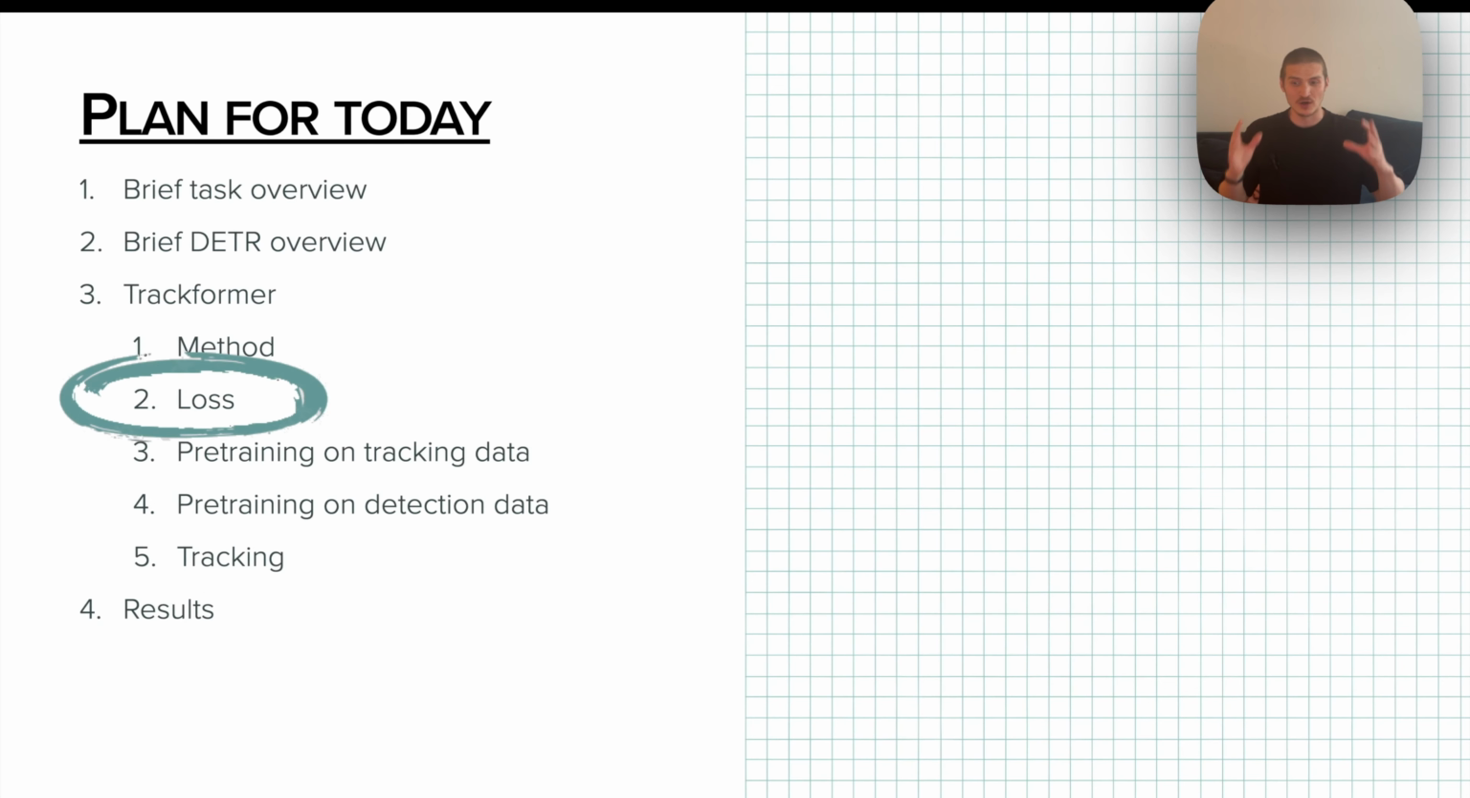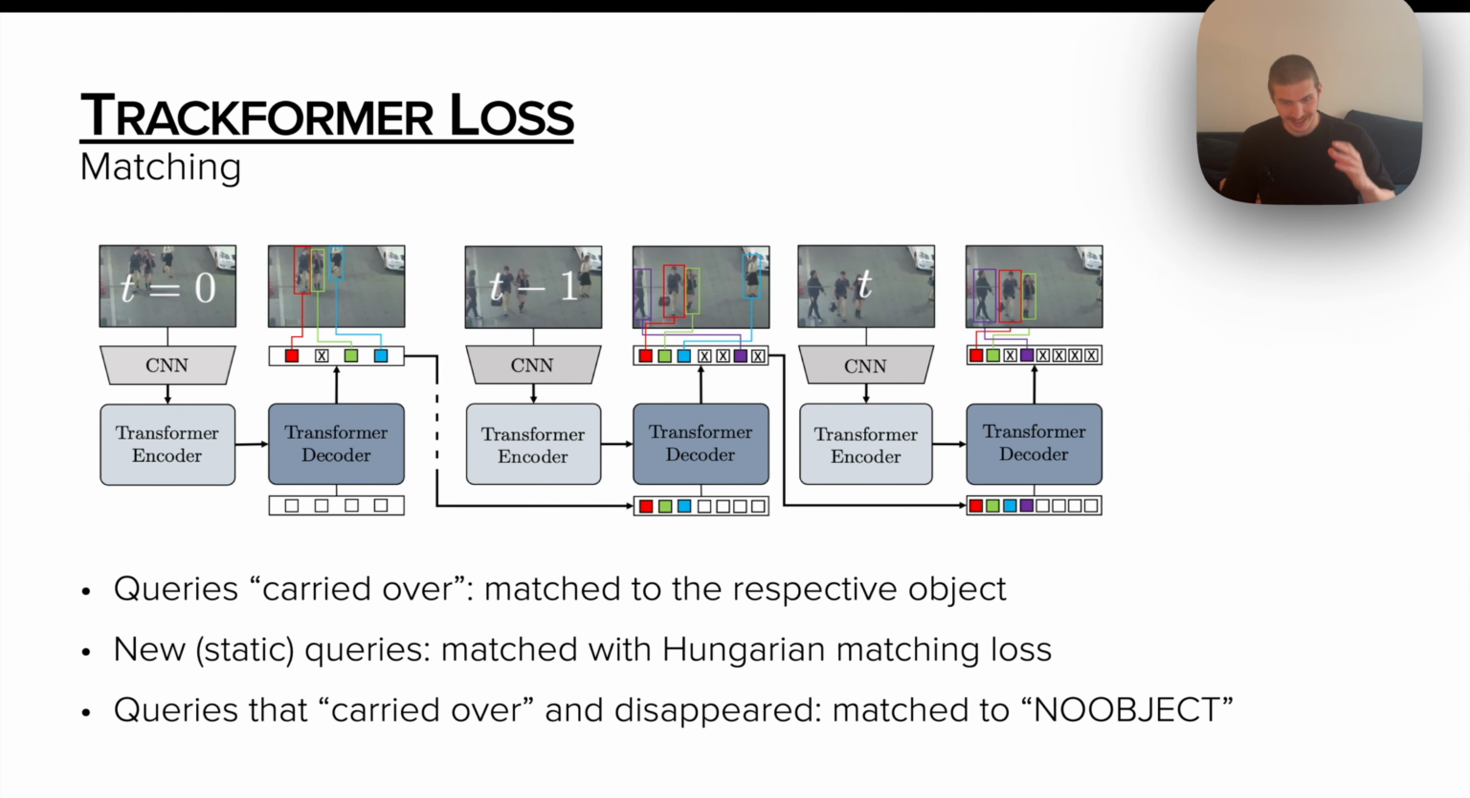Now let's talk about the loss. What sort of loss can be used for tracking? In case of Detr as well as Trackformer, we can divide the loss into 2 components. The first is matching: how do we match the output of the model to ground truth objects? And the second is the actual loss. In case of matching, Detr was quite simple. You always just take all the model outputs and pass them through the Hungarian matching loss, and there you have your matching. In case of Trackformer, it's a bit more nuanced.